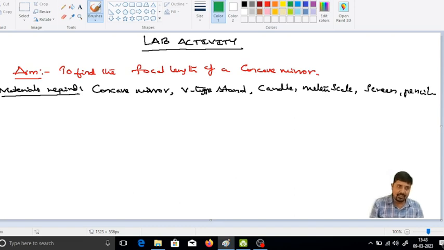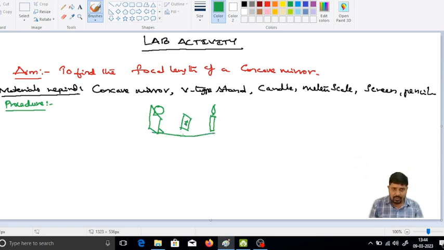And the next one is the procedure of conducting this experiment. In the procedure, you should always prefer to draw the diagram. So now I am going to draw the diagram. This is a rough diagram that I am drawing. This is a V-type wooden stand and here we are going to place the concave mirror and we are going to place the candle here and here somewhere we are going to place the screen. Now this is the place for the meter scale.